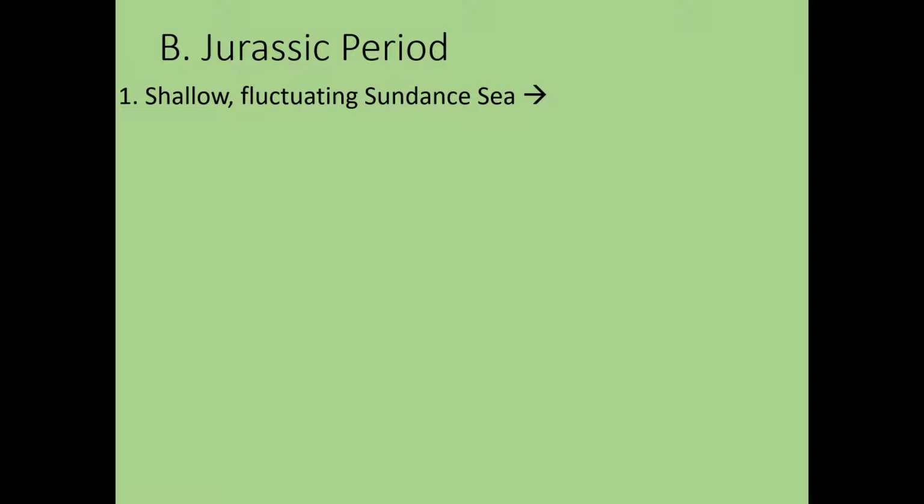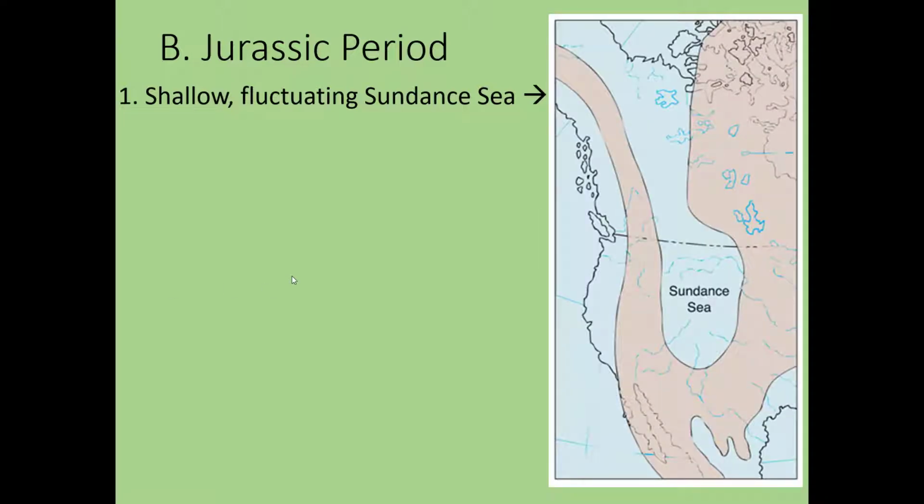Okay, let's pick up with the Jurassic period. The Jurassic period is during one of the transgressions that we mentioned earlier in this chapter. It's during the very beginning of the Zuni transgression, and during the Zuni transgression, what you can see on this map is that there was a shallow sea that covered most of the western interior portion of North America, and that's called the Sundance Sea.